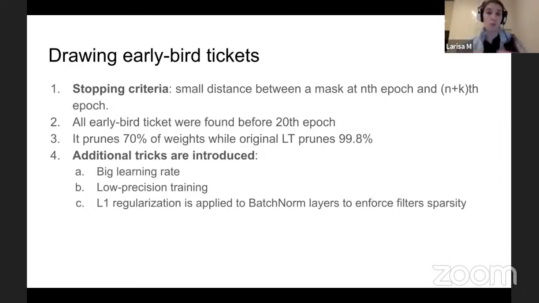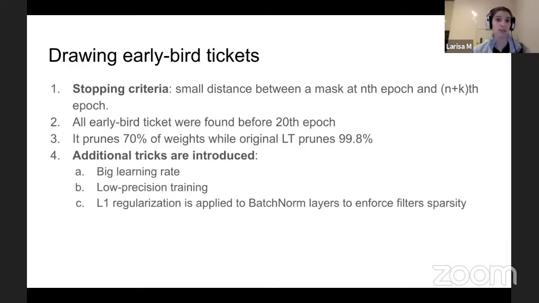And yeah, this is what the authors implemented. And they found that we can stop earlier, like at the 20th epoch, while the original baseline has, for example, 50 or even 100 epochs. But unfortunately, pruning here again isn't as severe as the original lottery ticket has. It's usually 70% against 99.8% in the original paper.